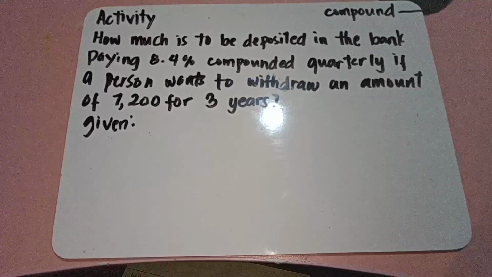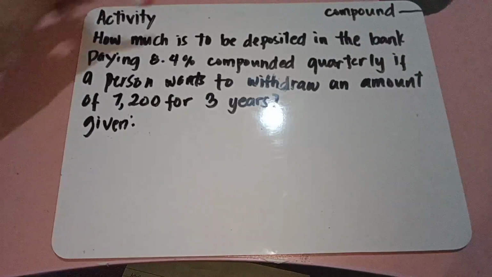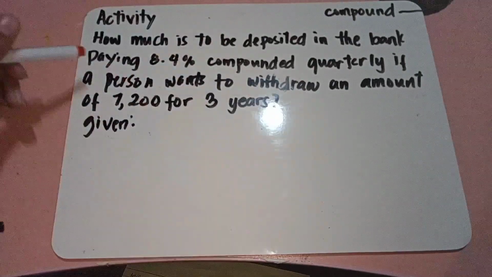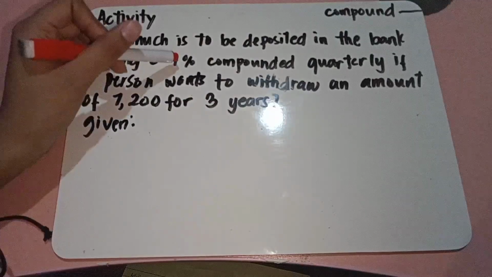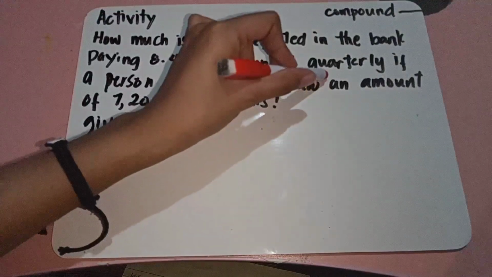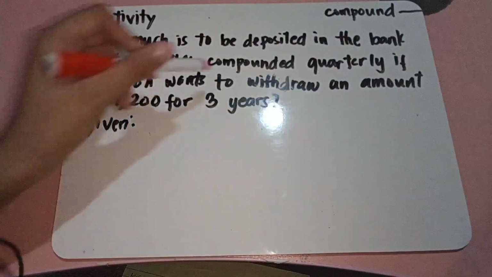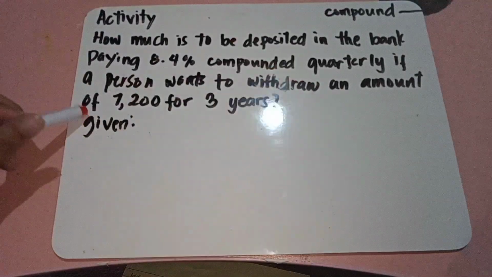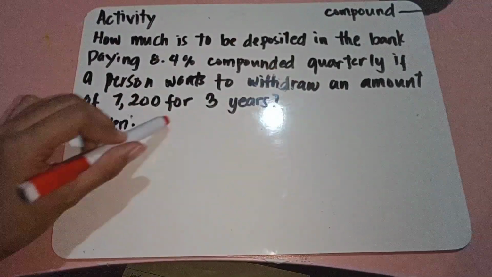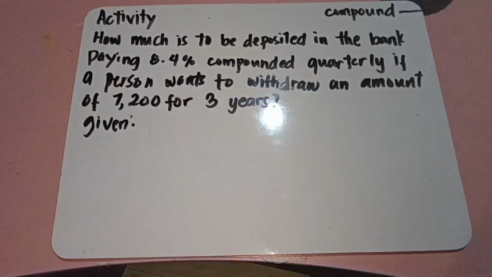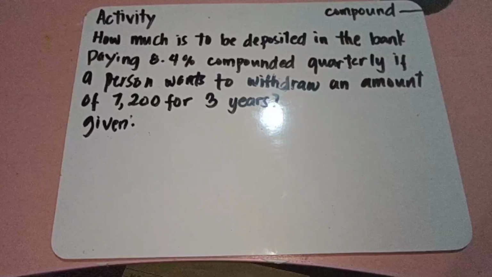Now, try to solve this activity under compound interest. Question: how much is to be deposited in the bank paying 8.4% compounded quarterly if a person wants to withdraw an amount of 7,200 for 3 years? You can pause the video to solve the activity for 5 to 10 minutes.